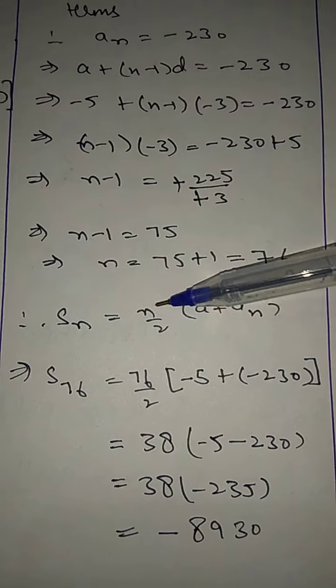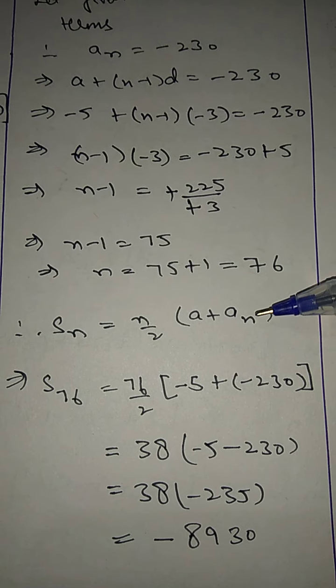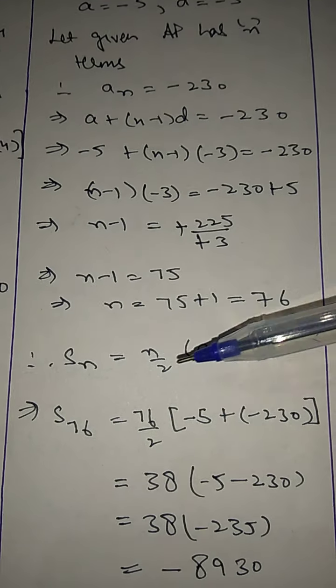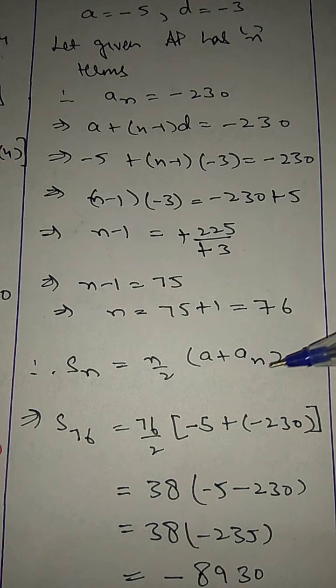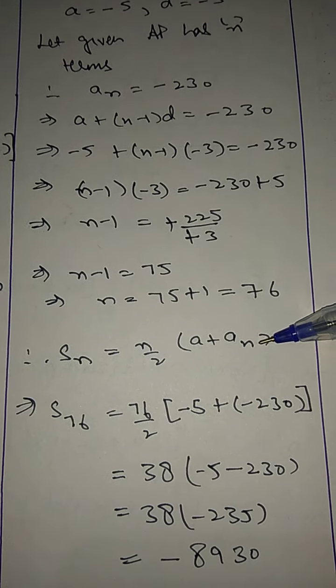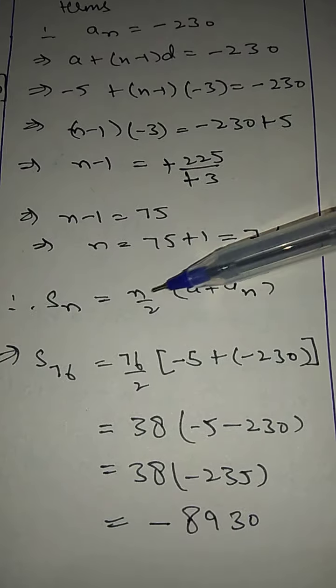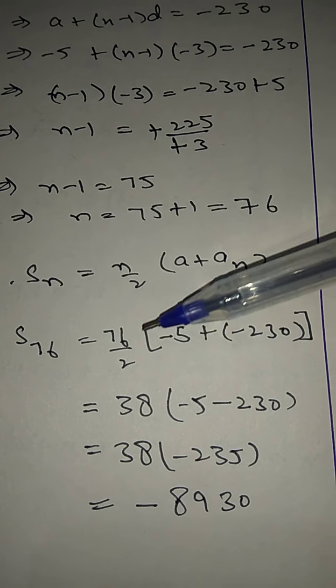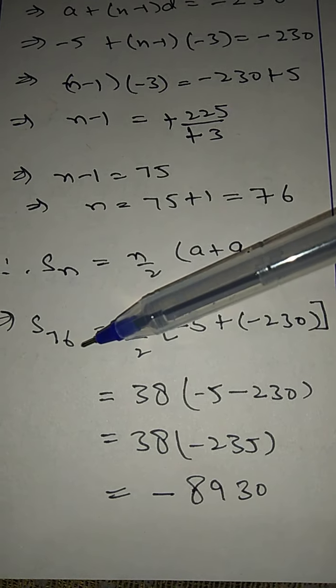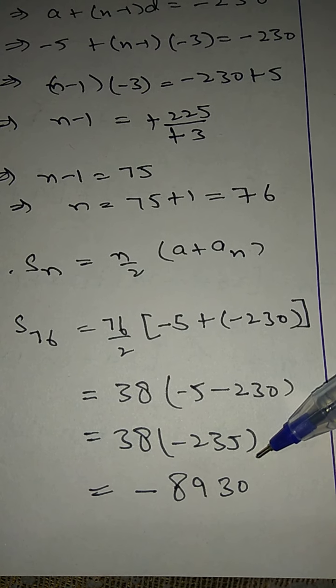So Sn = n/2 (a plus an), using the formula, because we can use the formula Sn = n/2 (a plus an) where the last term of the AP is given. Since here we are given the last term as minus 230, we can use the formula Sn = n/2 (a plus an). After using the formula, we get the sum as minus 8930.